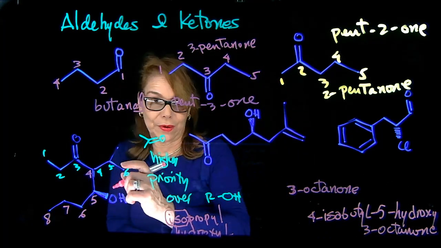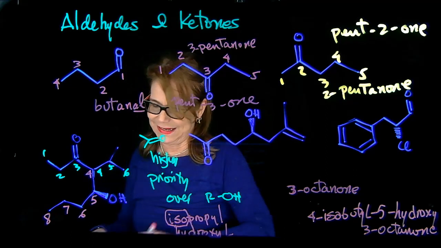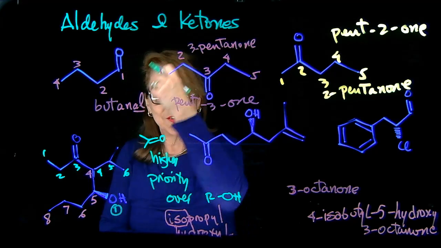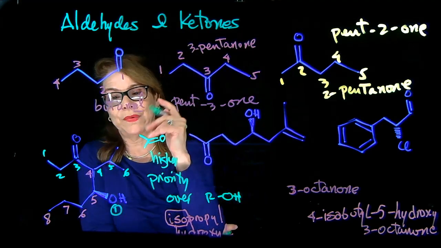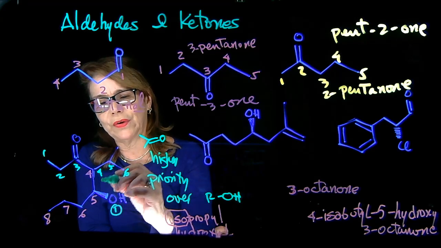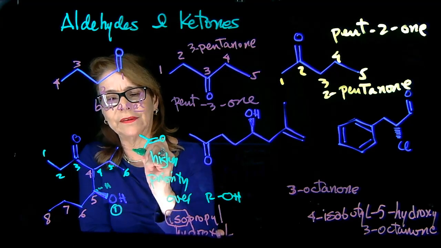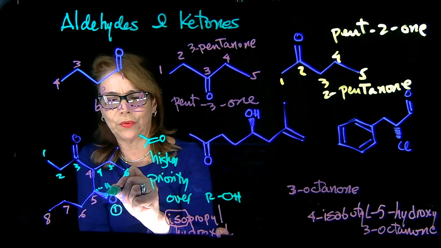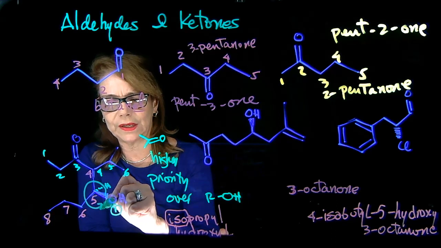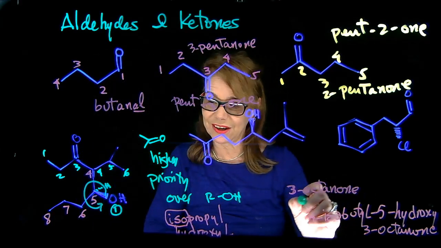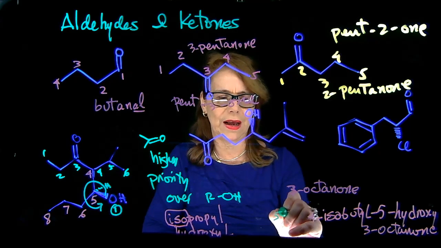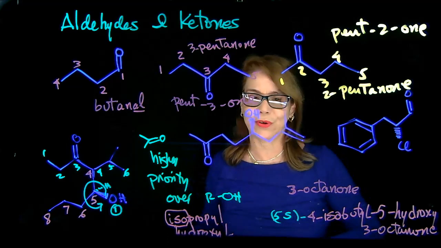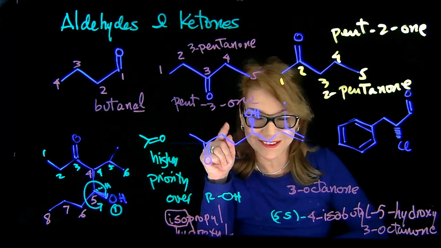So to determine the priorities, priority 1 is your OH, so you need to review that. You can check, I have other videos about configuration. So here you have an H going in, the lowest priority. So the second priority is up here. So you are going to be doing 1, 2, and 3. So this is S. So preceding all of that, I need to say 5S, 4-isopropyl-5-hydroxy-3-octanone. I'm going to continue doing the others in another video.